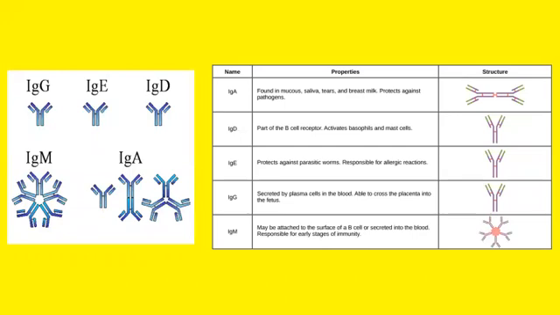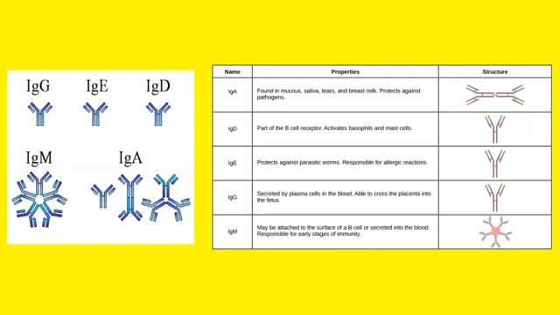Then we have our IgE. Its main function is to protect against parasitic worms. Other than protecting us from parasites, it is also responsible for allergic reactions. And then our IgG is present in the placenta of the mother, so it can cross the placenta of the mother.